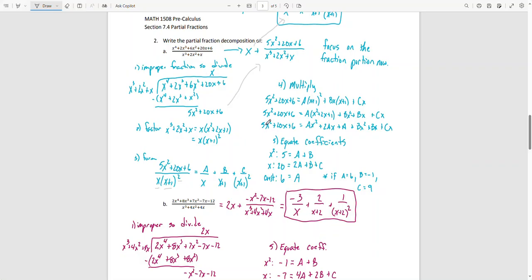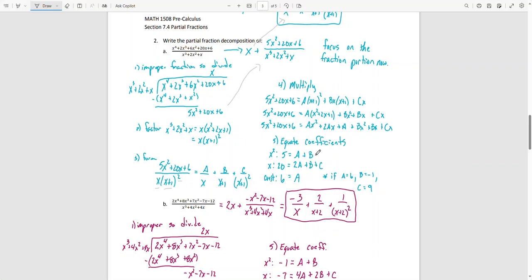If we equate coefficients though, notice the x squareds. I have 5 of them on the left. I have an Ax squared and a Bx squared. So 5 equals A plus B. Just the coefficients. These are only x squareds. Now if I look at the x terms, I'll have 20 on the left. Just x, I have 2A plus B plus C. Constant terms, I have a 6 on the left. No x's is only this term A. So we know A equals 6.